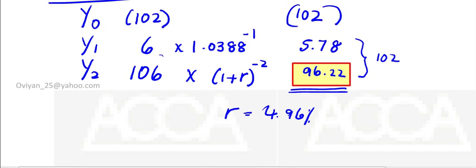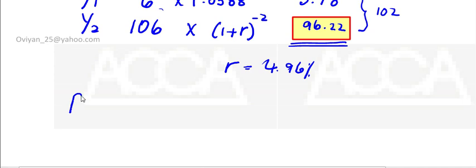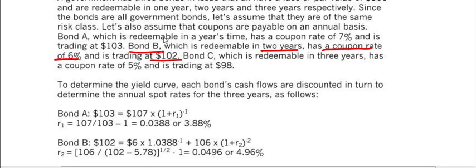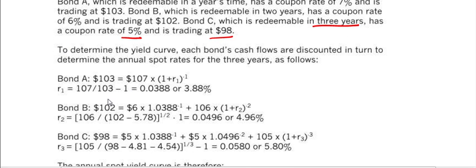Now bond C is going to help us to find the third year spot yield curve. Year 3 spot yield curve. The way you do it is the same way as with bond B and bond A. It's individual yield. So bond C, redeemable in 3 years time, every year $5, today trading at 98. So what are we going to do here?